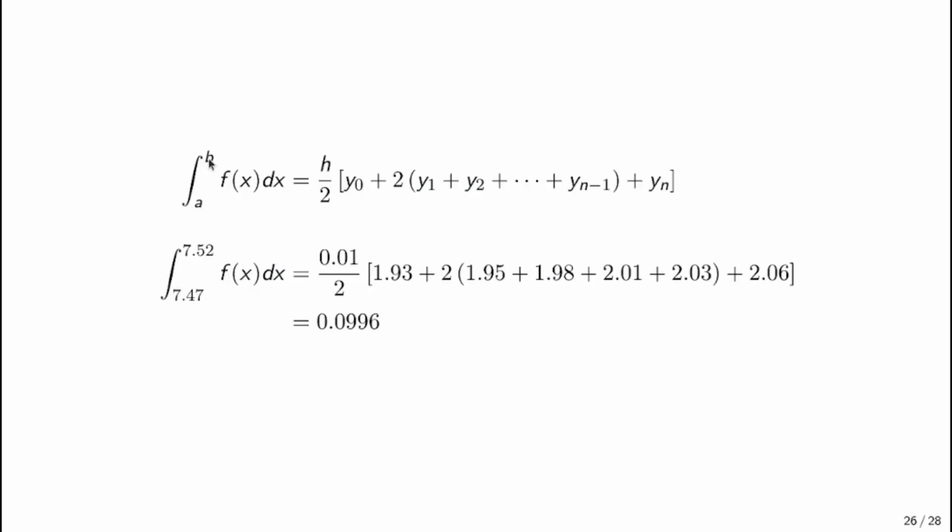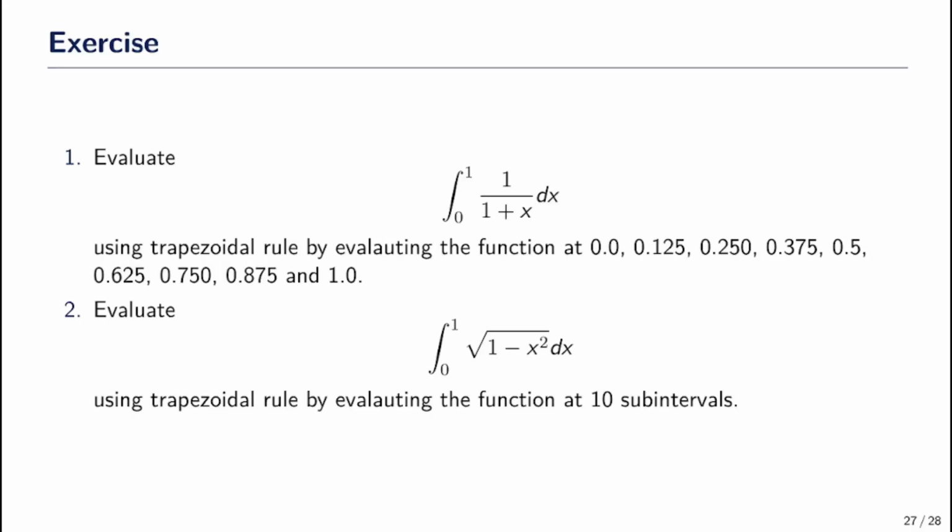The rule says that the integral from a to b f(x) dx equals h/2 [y0 + 2(y1 + y2 + ... + y(n−1)) + yn]. In this particular case, a is 7.47, b is 7.52, h is 0.01, and y0, y1, y2 and all these values are obtained from the table. So the total integral will be 0.0996. Now try these problems yourself.